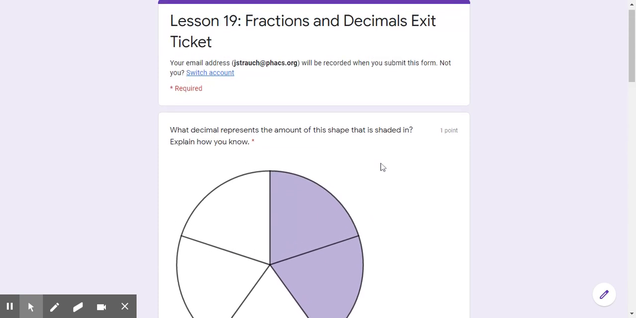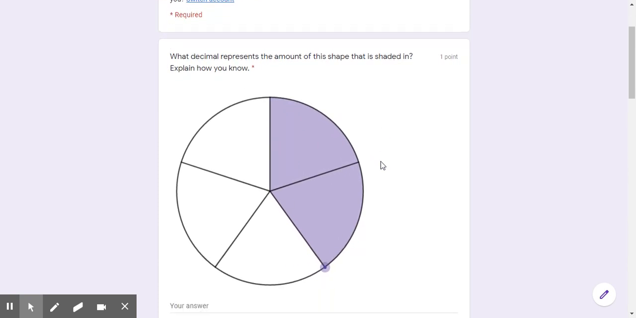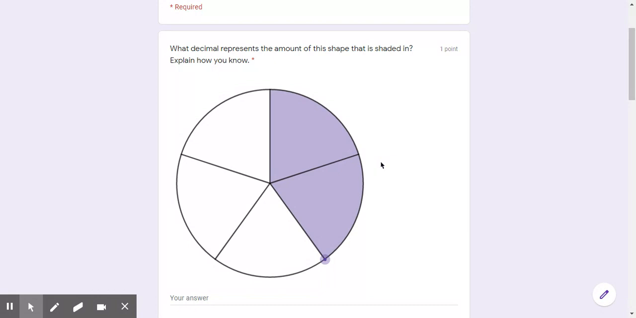Okay, so the first question says, what decimal represents the amount of this shape that is shaded in? So when I look at this shape, I think about fractions first, because usually when you look at this, you're thinking of fractions. I see 5 equally sized shapes, so I know that my denominator is 5, and then 2 of them are shaded in. So 2/5 is the fraction that represents this shape.